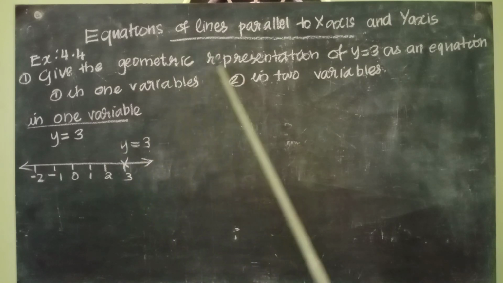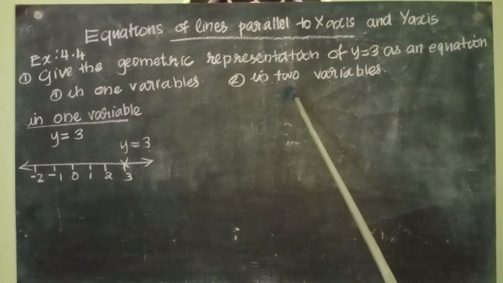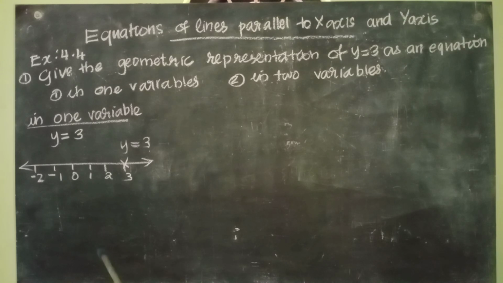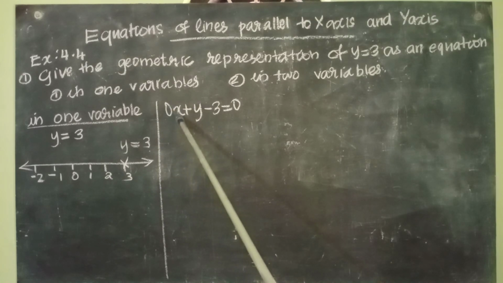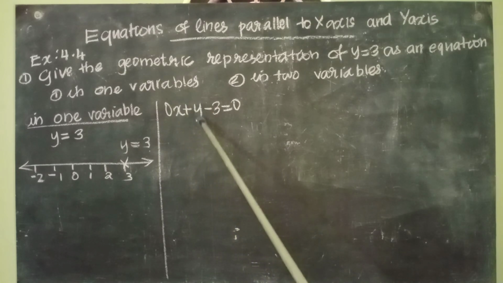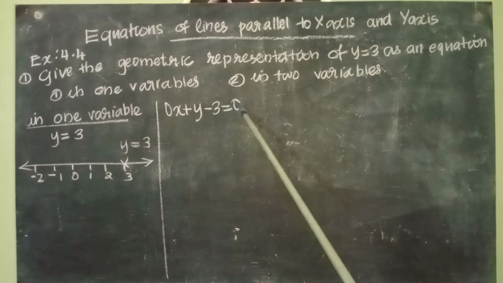Now we have to represent it on the Cartesian plane. So we have to write it in the form of a linear equation in two variables. Here the y part is present and the constant number is there, but the x part is missing. So here we have to write 0x also. So the equation is 0x + y - 3 = 0.